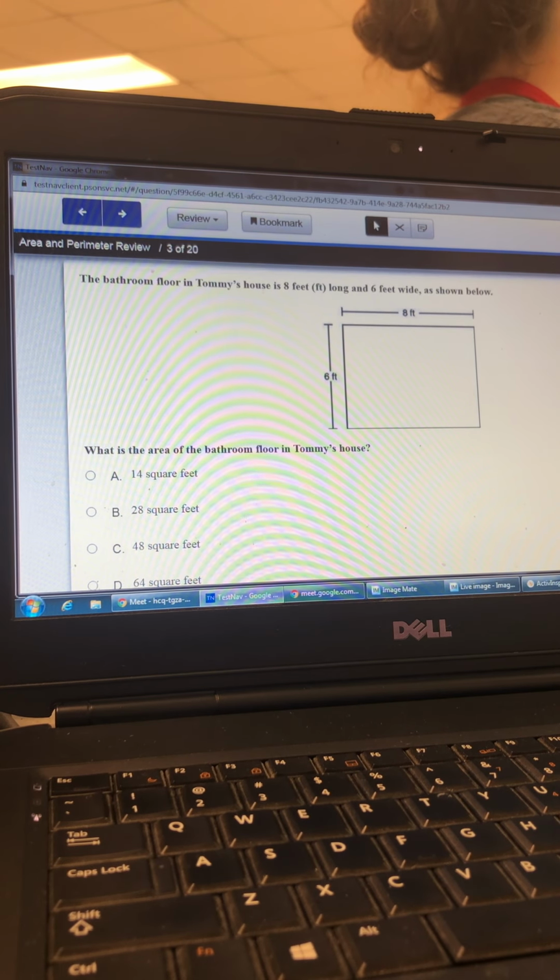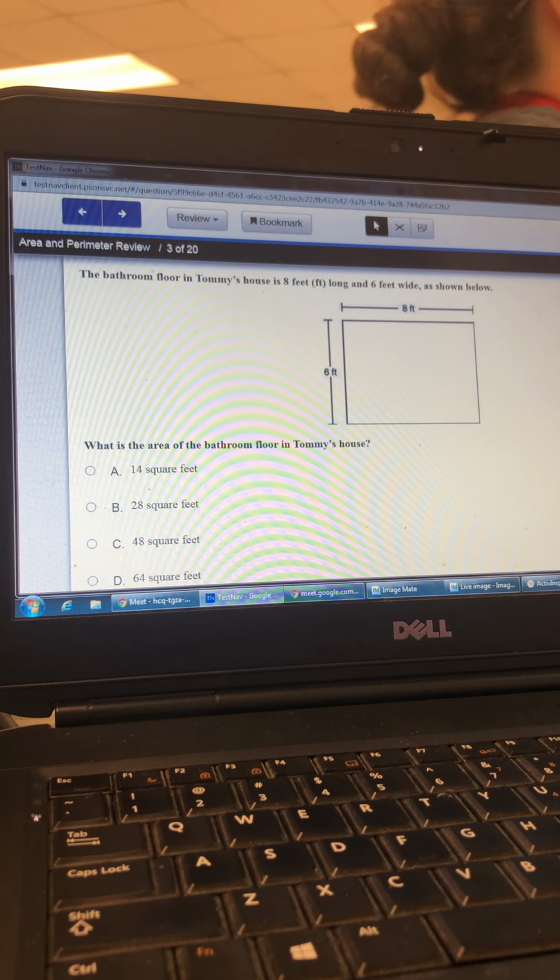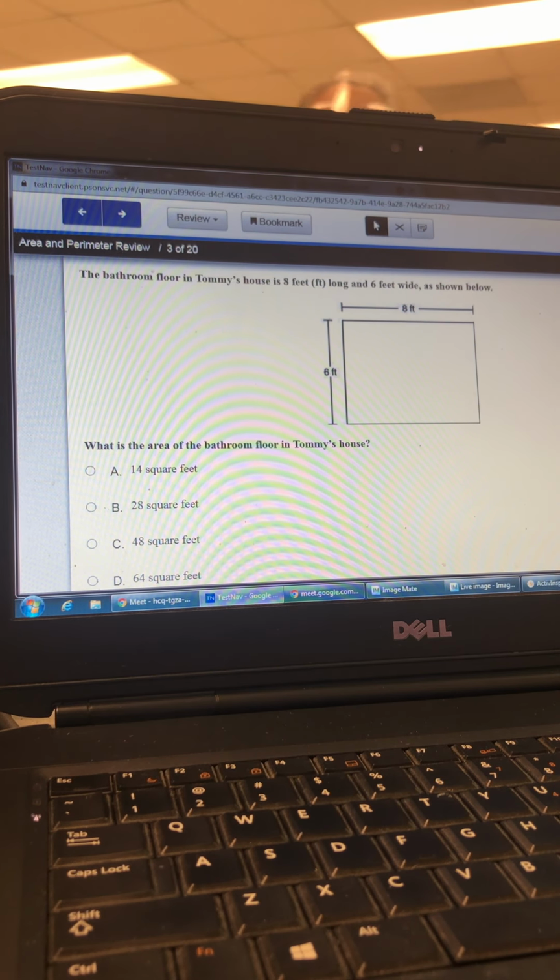It says the bathroom floor in Tommy's house is 8 feet long and 6 feet wide as shown below. It says, what is the area of the bathroom floor in Tommy's house?